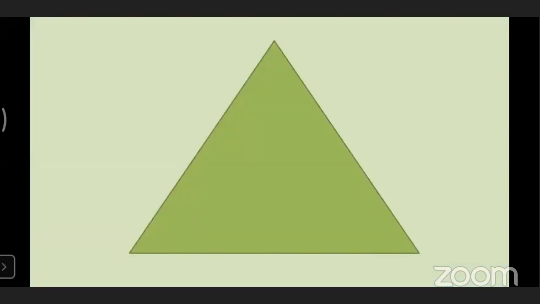So let's identify the second geometrical figure. Yes, tell me, which is the geometrical figure? Triangle. It's a triangle. Very good, right? How many sides does this triangle have? Yes, 3 sides. 1, 2, and this one is the 3 sides. And how many corners does this triangle have? 3 corners, right? 1, 2, and 3.